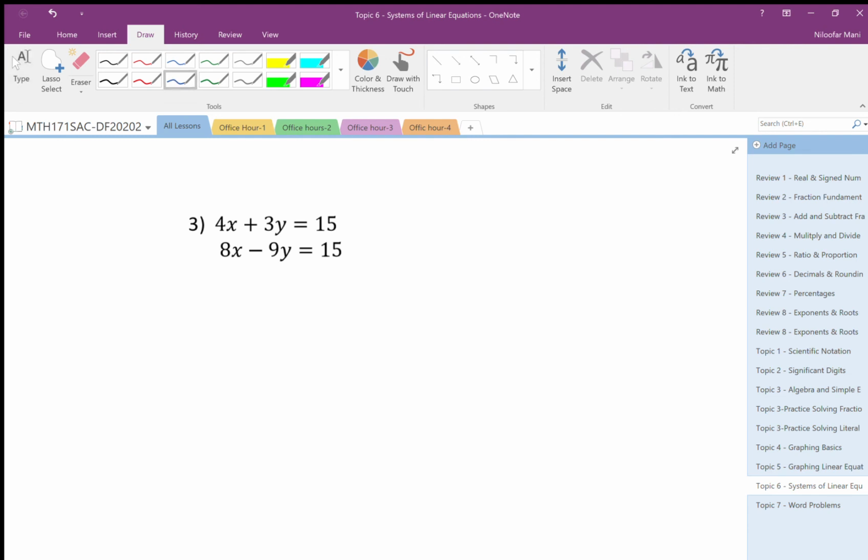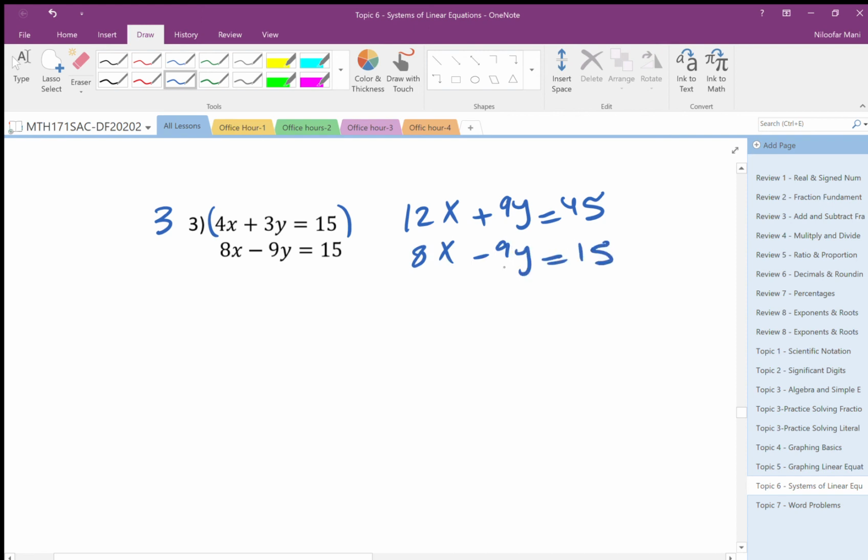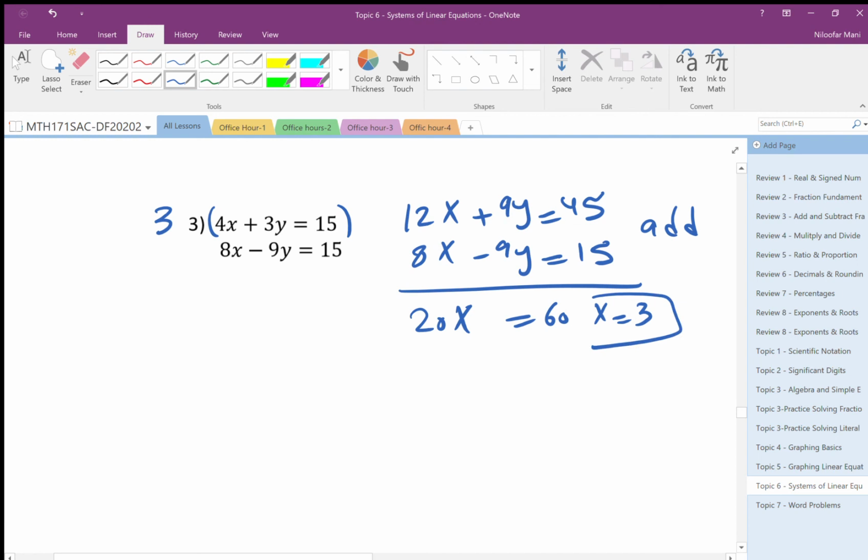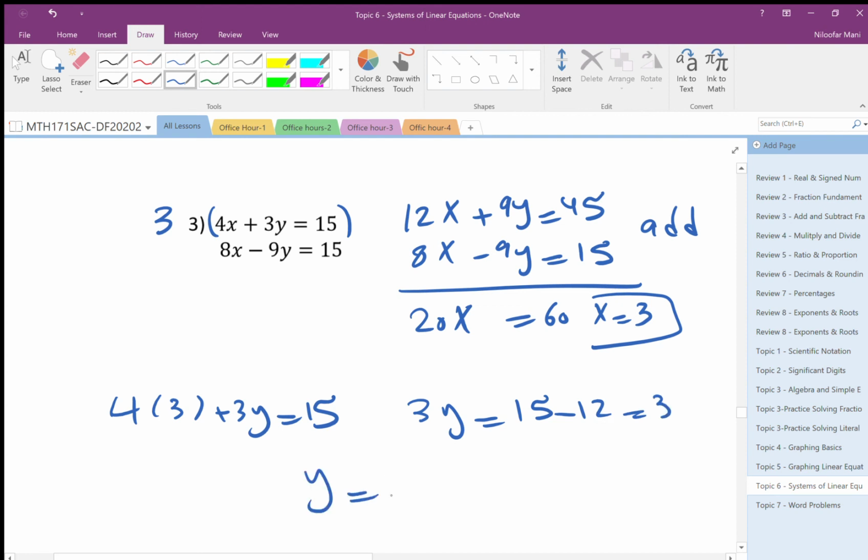So I multiply this one with 3 then. So what happened? 12x plus 9y equals 45, and 8x minus 9y equals 15. Now I add them. So I have 20x equals 60 and x is 3. Then you say 4 times 3 plus 3y equals 15, and 3y is 15 minus 12, which is 3, and y is 1.